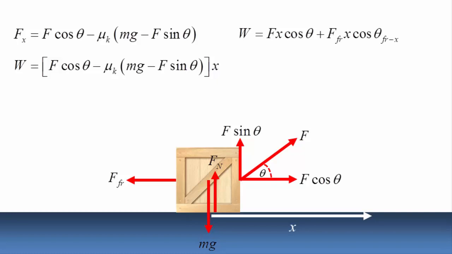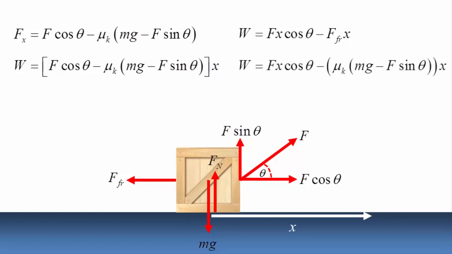Since the displacement vector points to the right, but the frictional force vector points to the left, then the angle between them is 180 degrees. So the cosine of 180 degrees is -1, and work done by friction becomes negative F_r times x. If we now write out the formula for the frictional force, we get the following equation, where the net work done on the crate is the work done by the applied force minus the work done by friction. The two equations for work on the left side of the screen and the right side of the screen are essentially the same.